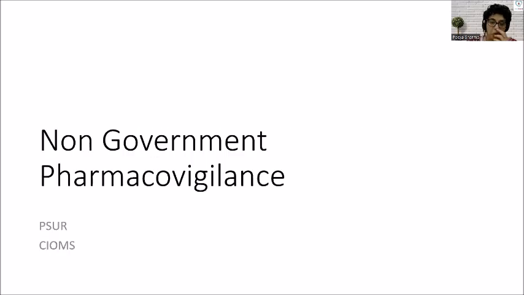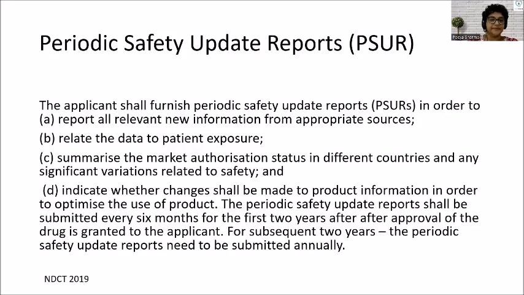Now, we've spoken about the governmental systems and the national and the international systems of pharmacovigilance. But what's non-government pharmacovigilance, or industry-driven pharmacovigilance? How does that happen? This is done through two terms. We would like to introduce two terms here: the PSUR and the CIOMS. A PSUR is a periodic safety update report.